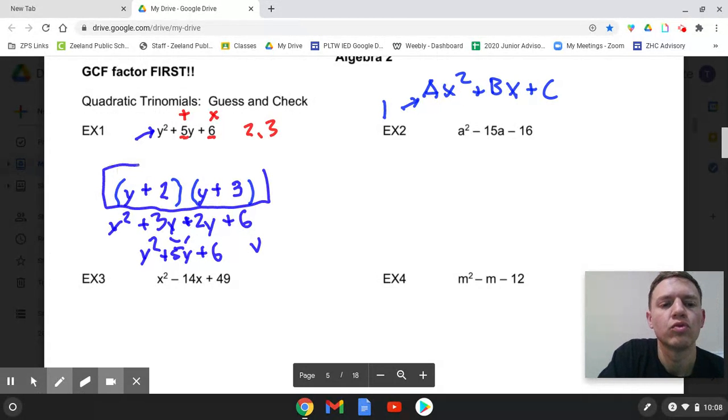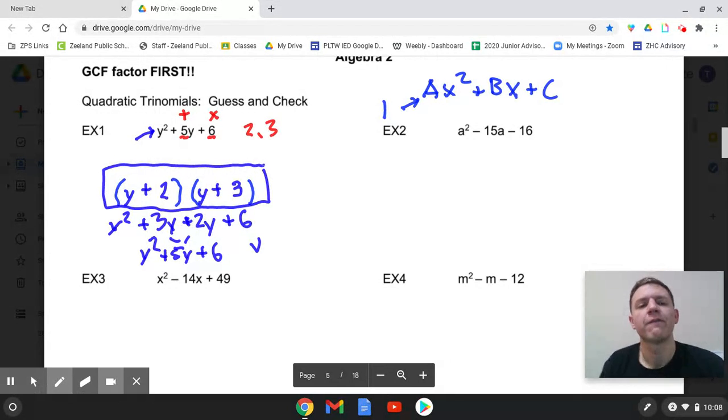Those two binomials, y plus 2 and y plus 3, are factors of the original. You could also check by plugging in negative 2 and negative 3 and seeing if they both come out to be 0. I think that takes longer than just foiling. Always FOIL to check just to make sure. All right, let's do the next one.